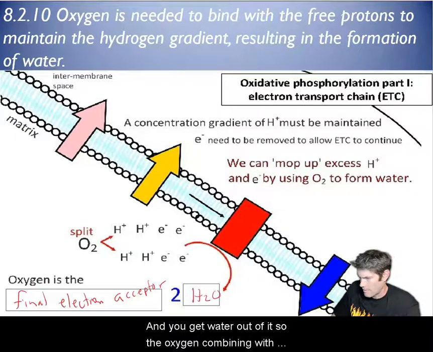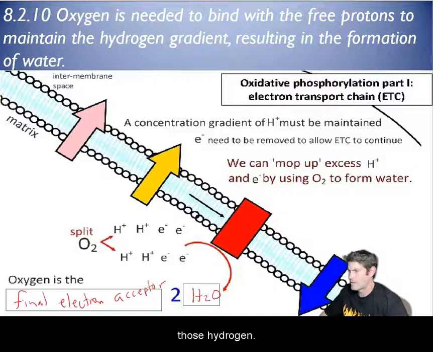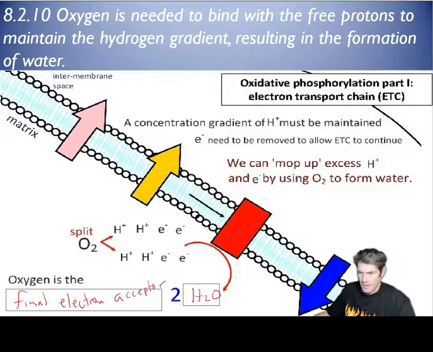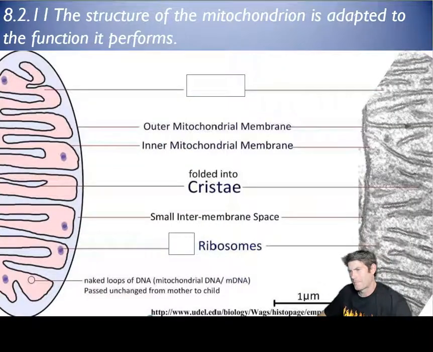Get water out of it, so the oxygen combining with those hydrogens is going to create that water. Oxidative phosphorylation, electron transport chain, chemiosmosis. That's what we got. It's a beautiful thing.